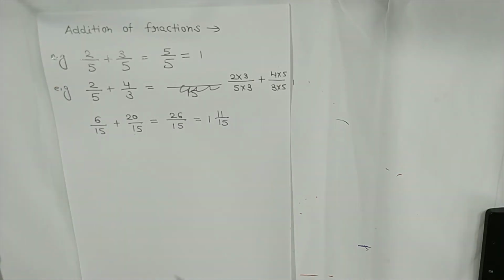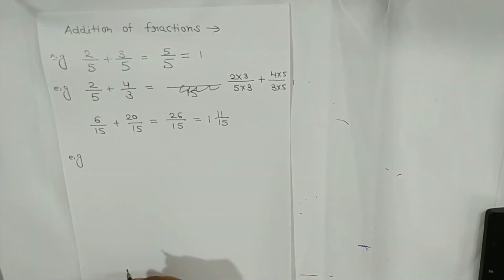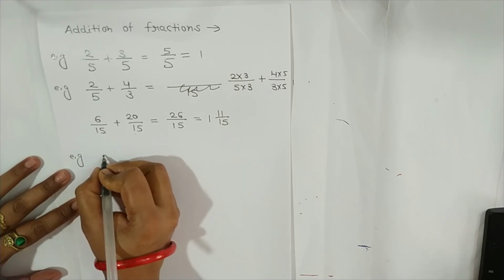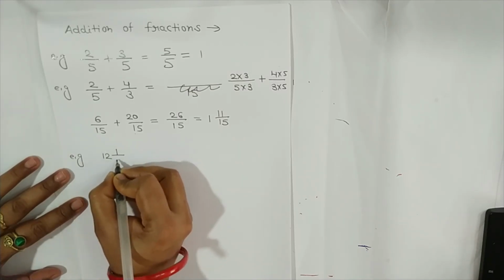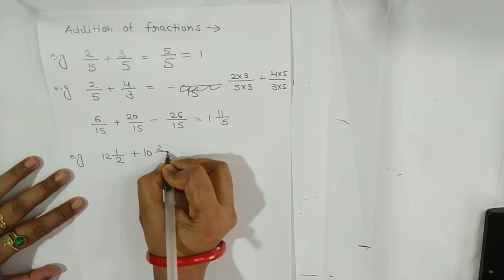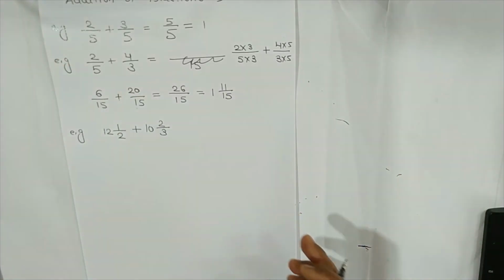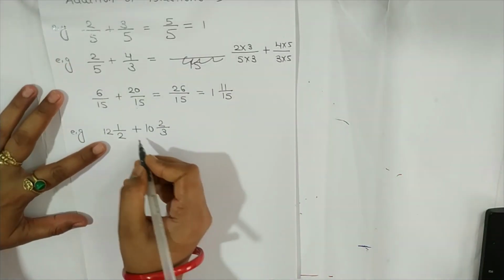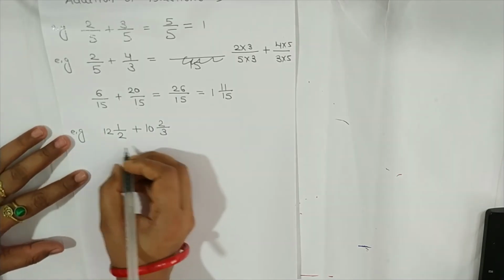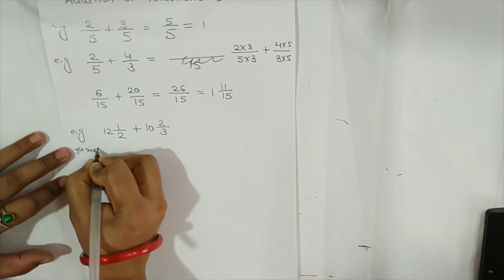Now we have to add different denominators, but these are mixed fractions. So this is 12 1 upon 2 plus 10 2 by 3. Now we will discuss two methods, because you already know how to solve it by the LCM method. So the first method is the LCM method.